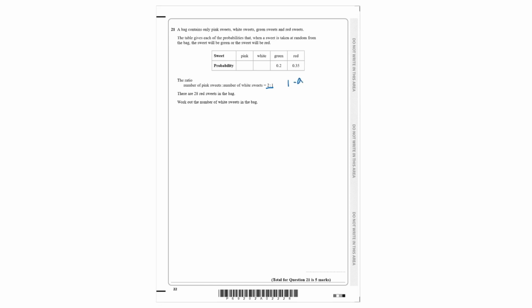So 1 minus 0.2 minus 0.35. That's the same as 1 minus 0.55. So we're left with 0.45. Now, if we can find the sum of the ratios, which is 3, we can then divide this by 3 and multiply it by the value we desire. So we have here, okay, 0.45 divided by 3 is 0.15. 0.15 times 1 is our number of white sweets. So 0.15 times 1 is just 0.15. And 0.15 times 2 is 0.30.